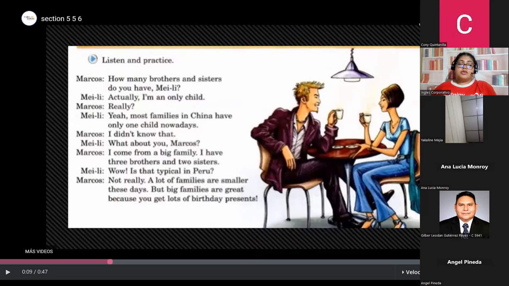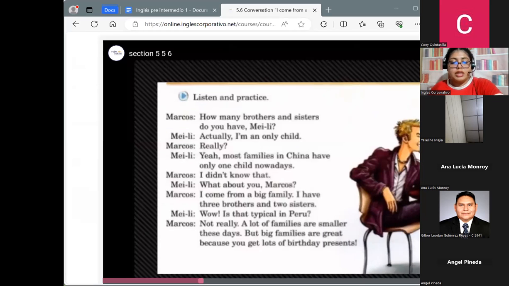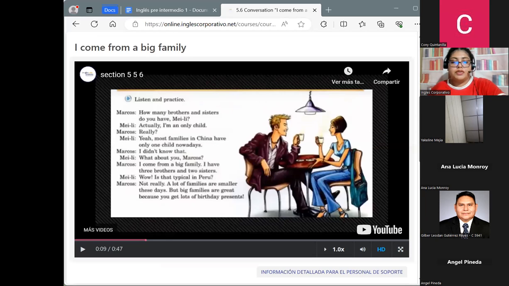You know that this one is for older people that have like 8 to 10 kids, but right now it is not very common here in our country, but in another country it's kind of the same thing. So we have this conversation that is related to the big families or smaller families.